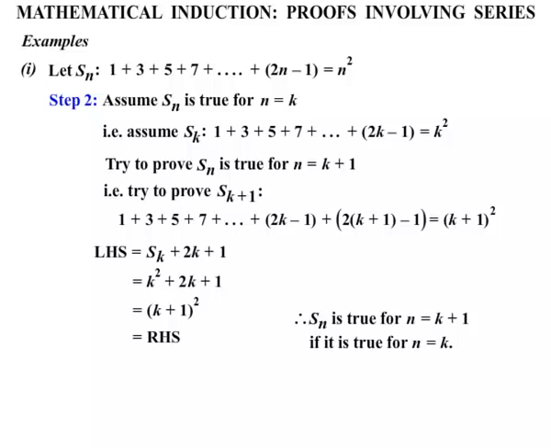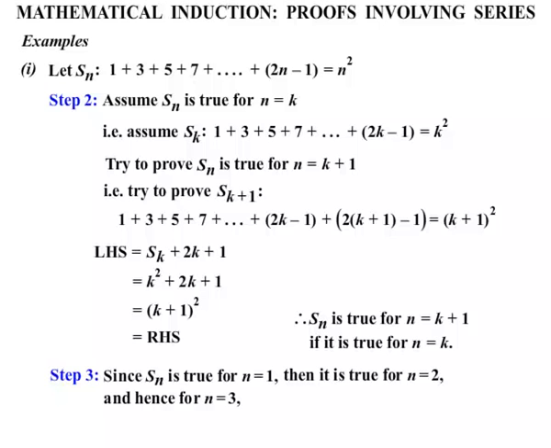Therefore, Sn is true for n equals k plus 1 if it is true for n equals k. And in step 3 we say, well, since Sn is true for n equals 1, then it is true for n equals 2, and hence for n equals 3, and so on. Hence, Sn is true for all positive integers n.